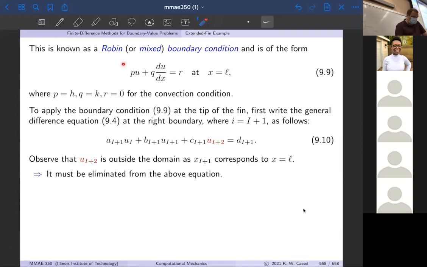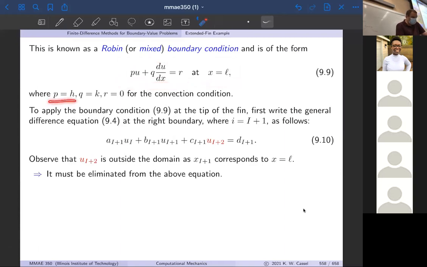Generically, we're going to express it this way. We're going to say at x equals L, a linear combination of u and du/dx is known. So we're going to put a P coefficient on the u, a Q coefficient on du/dx, and an R on the right-hand side, just generically to take care of this boundary condition as well as any other Robin or mixed boundary condition that might arise.